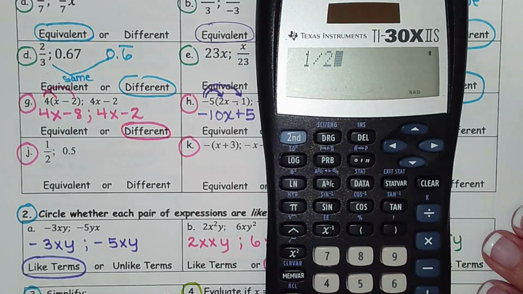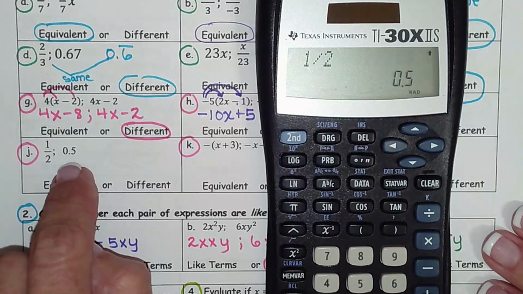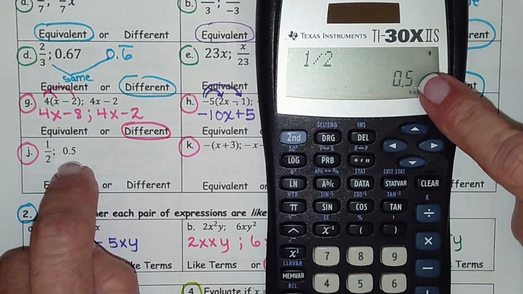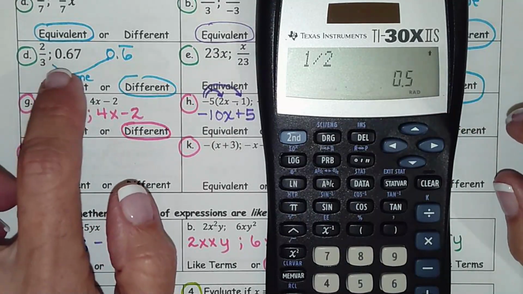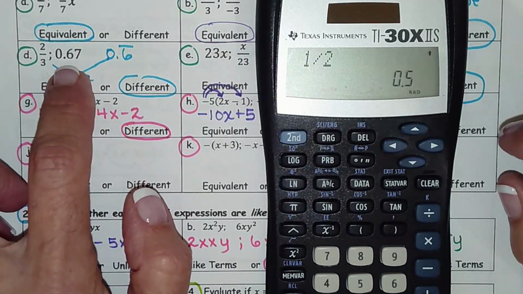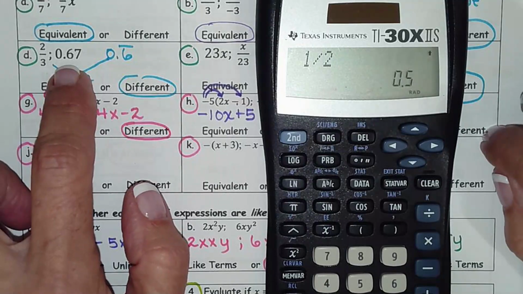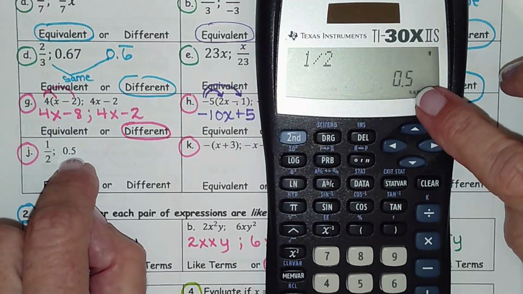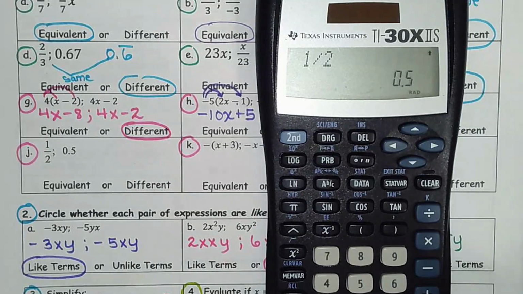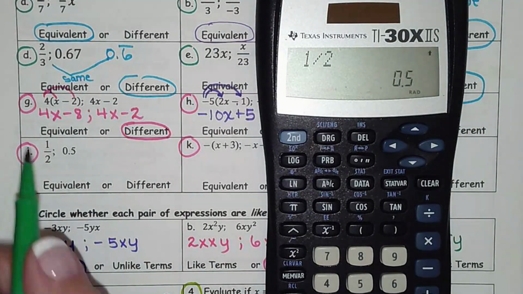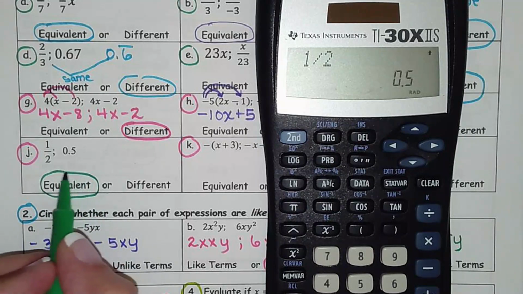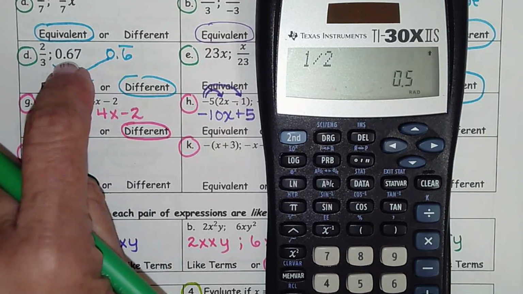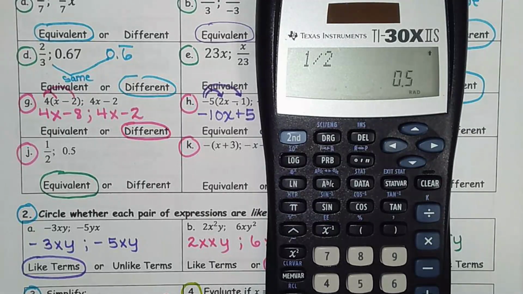1 divided by 2, and we can see that's exactly 0.5. No rounding required. So that's the difference between these two. To get that answer, you have to round. Rounding is not equivalent. That's called approximate. Where here, it's exactly 0.5. No rounding. So that one is equivalent. So that's the difference between the two. The calculator gave exactly that value. The calculator did not give that value.